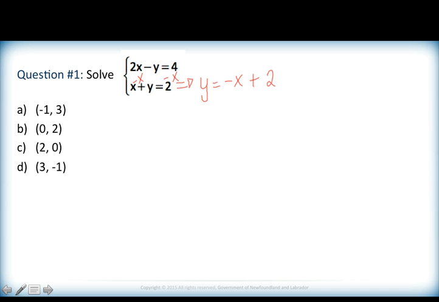I could have rewritten the equation so that it was x equals. It doesn't matter which one you choose. Both of them have a coefficient of 1. So I'm going to take my equation at the top and substitute in my answer for y equals.